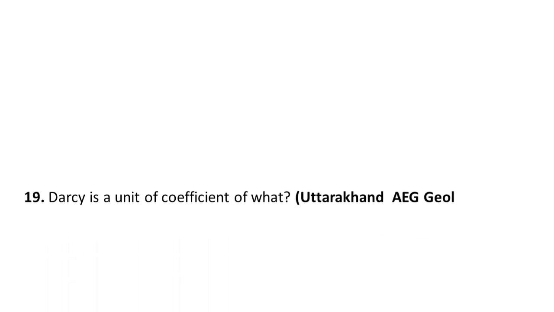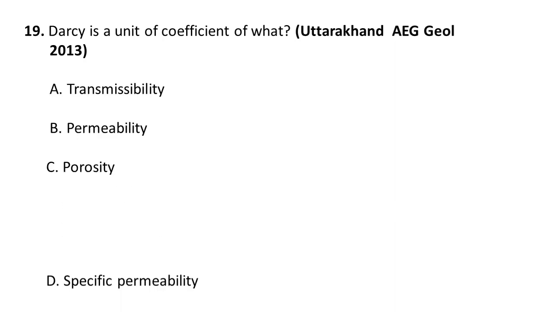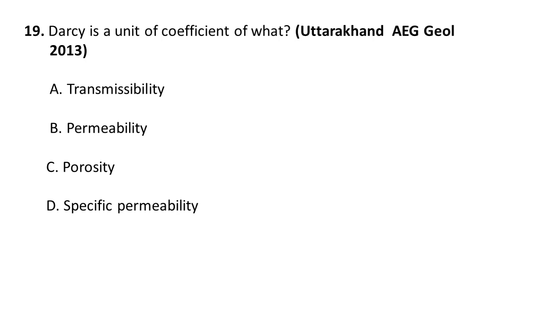Next question. Darcy is a unit of coefficient of A. Transmissibility, B. Permeability, C. Porosity, D. Specific permeability. So the correct option is B: Darcy is a unit of coefficient of permeability. A Darcy is a unit of permeability named after Henry Darcy, and it is used in petroleum engineering, geology, biophysics and biomechanics. 1 Darcy is defined as the flow of 1 cubic centimeter of fluid with a viscosity of 1 centipoise through a cross-sectional area of 1 square centimeter under a pressure gradient of 1 atmosphere per centimeter.